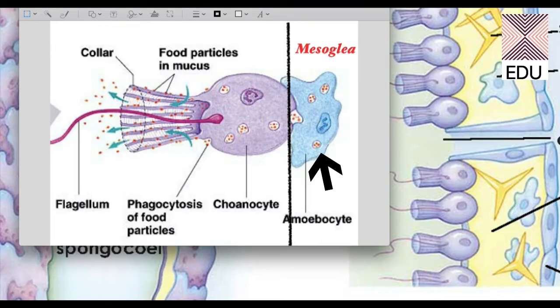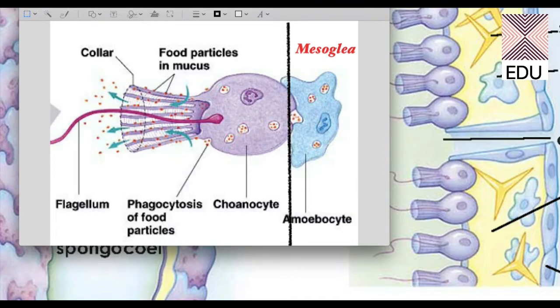The partially digested food is taken by the amoebocytes, and here the full digestion occurs, and this food is stored in the amoebocytes. The food-storing amoebocyte is called a zoocyte, and this zoocyte will remain in the mesoglea, and whenever required this food will be taken up from the zoocyte and used for making energy.